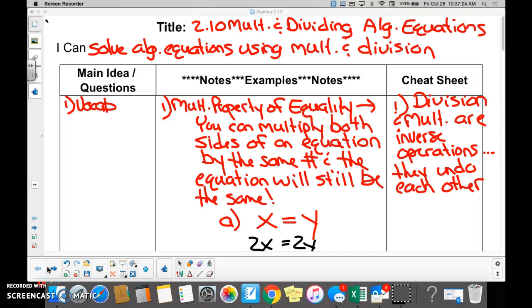1.10 multiplying and dividing algebraic equations. I can solve algebraic equations using multiplication and division. Is that a fair I can statement? Can you? Yeah. Andrew, thank you.